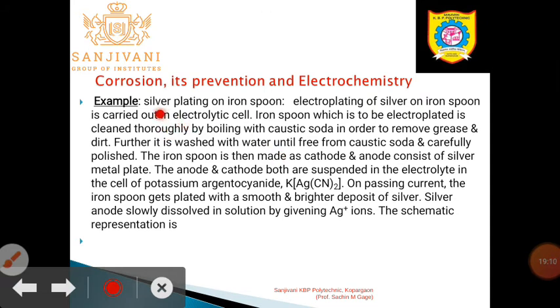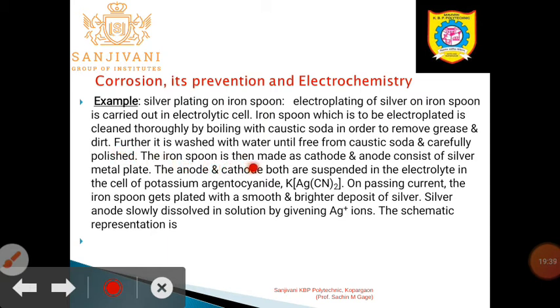So here we are going to see silver plating on an iron spoon. Electroplating of silver on an iron spoon is carried out in an electrolytic cell, that is your beaker. The iron spoon which is to be electroplated is cleaned thoroughly by boiling with caustic soda or alkali so as to remove the grease and dirt. Further it is washed with water until it is free from caustic soda or alkali, and then it is carefully polished.